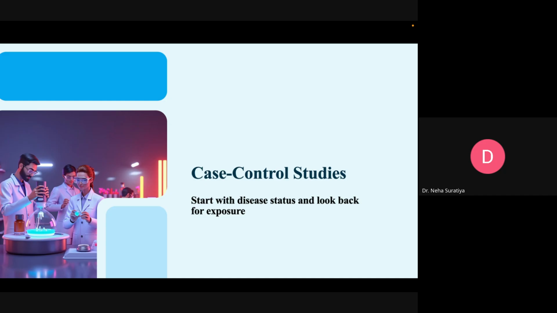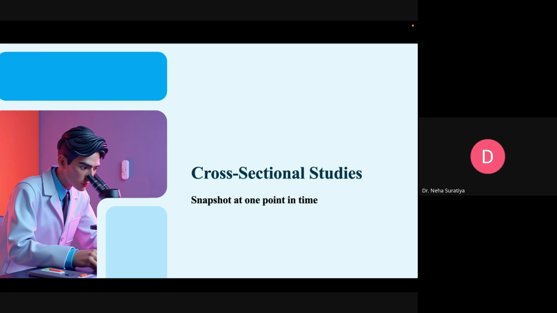Okay, I hope it is making sense to you, and everything is clear. Okay, cohort, exposure, outcome, right? Case control, outcome leads to exposure. And the next one we have, it is a cross sectional study. The third major observational design is cross sectional. Cross sectional means a snapshot of population at a single point in time.